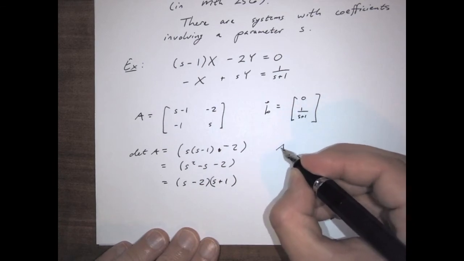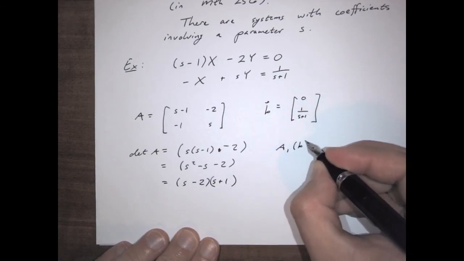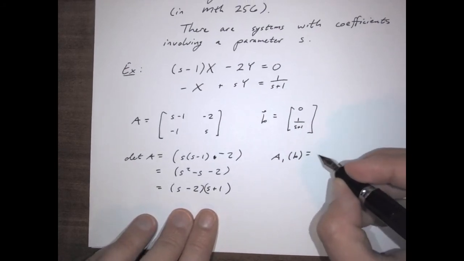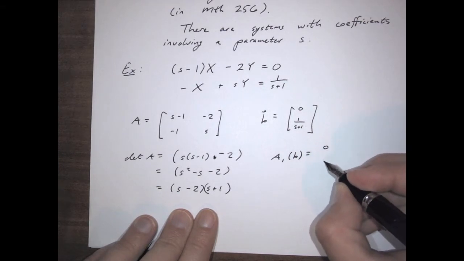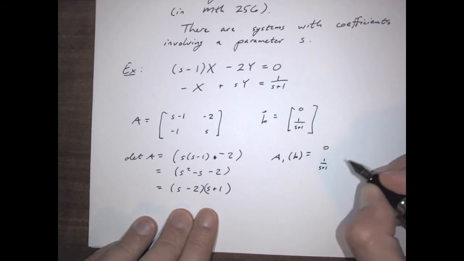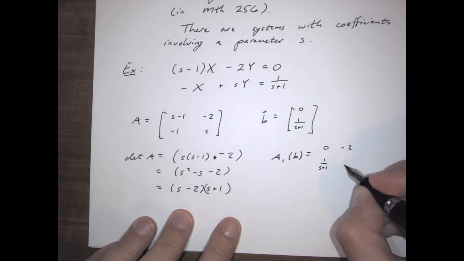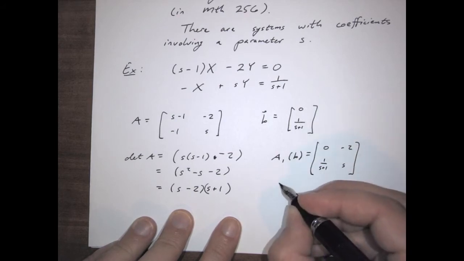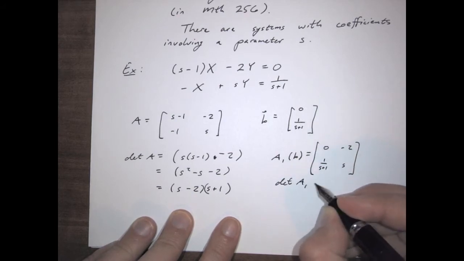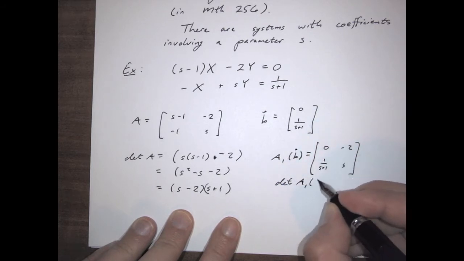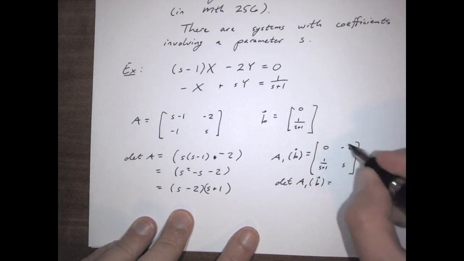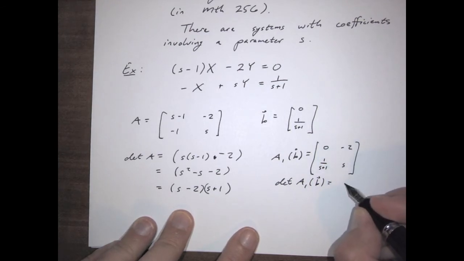Now, A1 of B, so that's going to be a part of it. Now A1 of B is going to be 0, 1 over s plus 1, and then negative 2, and then an s, which means the determinant of A1 of B is going to be 0 times s minus negative 2, so it's going to be positive 2 over s plus 1.